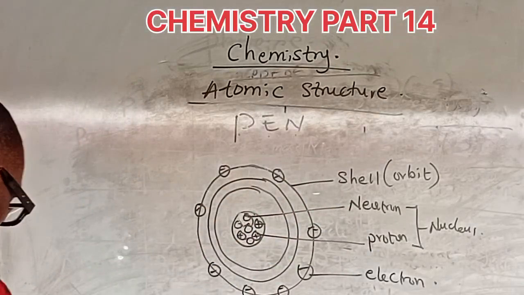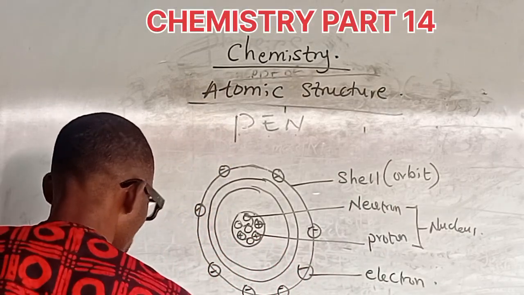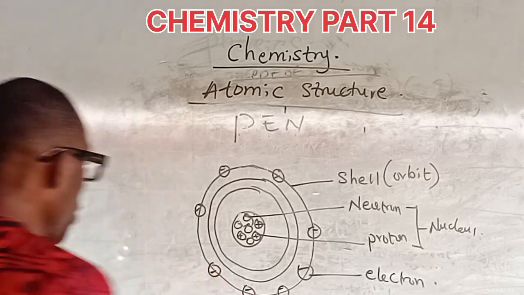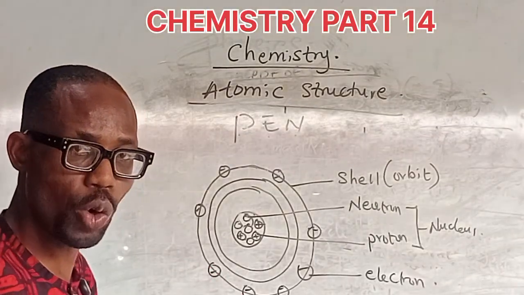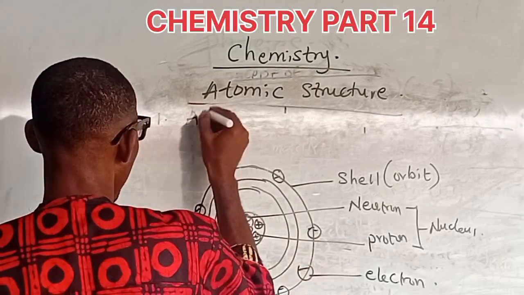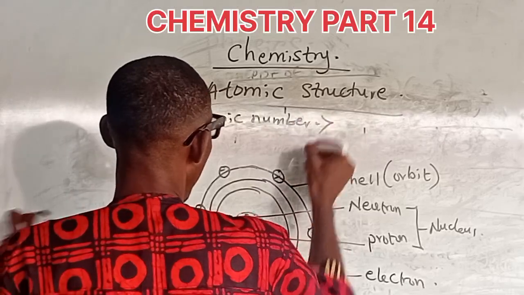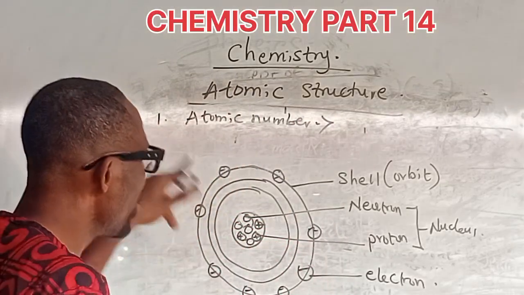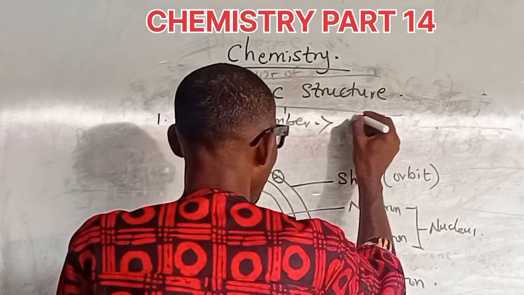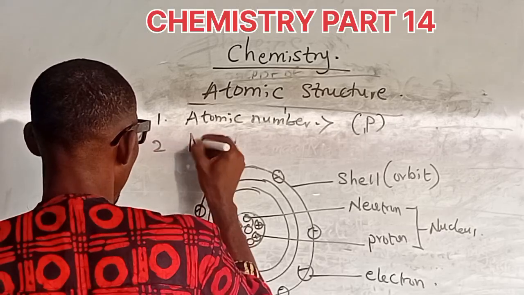Quickly, I want us to talk about something. With this, we can analyze what we call the atomic number. What is the atomic number? This is the number of protons in the nucleus of an atom. So the number of protons in the nucleus of an atom is known as the atomic number, and it's represented with P.